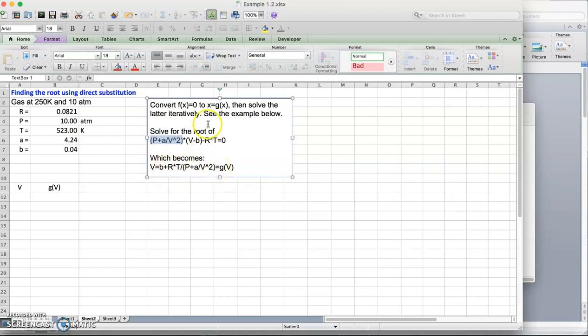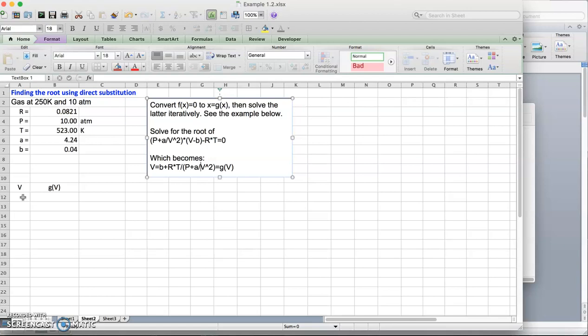Alright, so this is exactly in the form of x equals g of x. In this case, we have v equals g of v. So this is g of v, which I have here. That means a function of v. So what should we do next? Then we're going to start with a guess value for v. So I create two columns, v and g of v. And in the v column, we're going to start with a guess. So what would be a good guess?